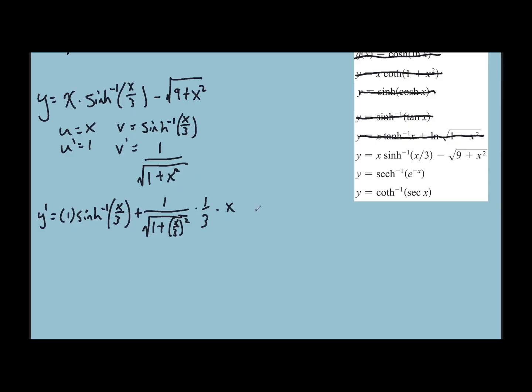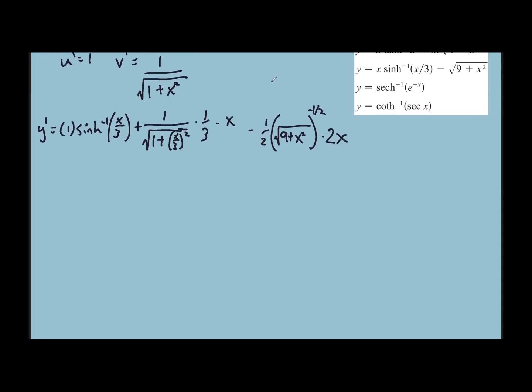Okay. And then we still have this part over here, so minus 1/2 the square root of 9 plus x squared to the negative 1/2 times the derivative of the inside, 2x. I still feel like something's missing here, but we'll see what happens.